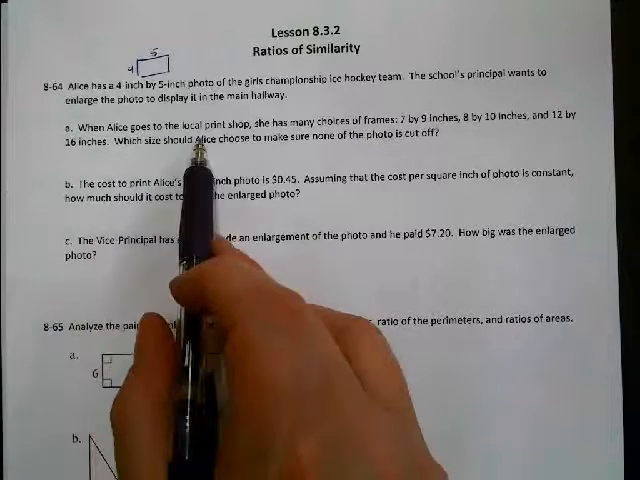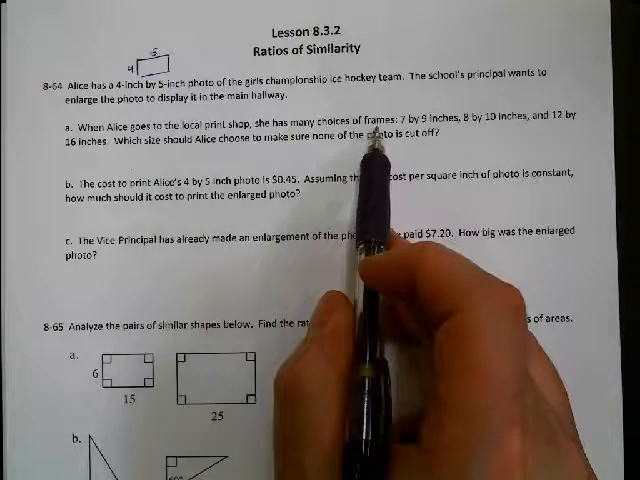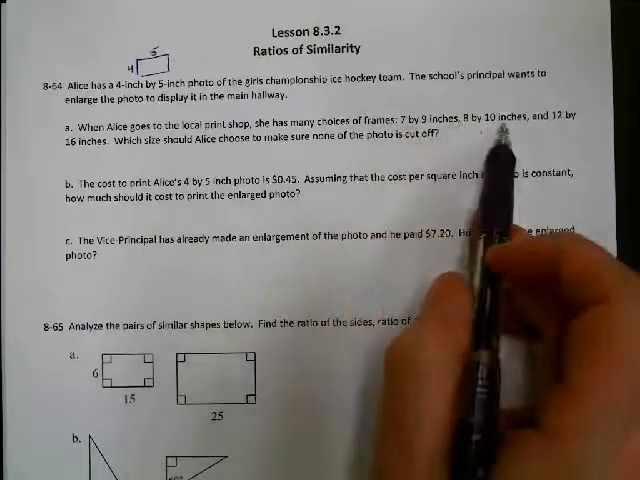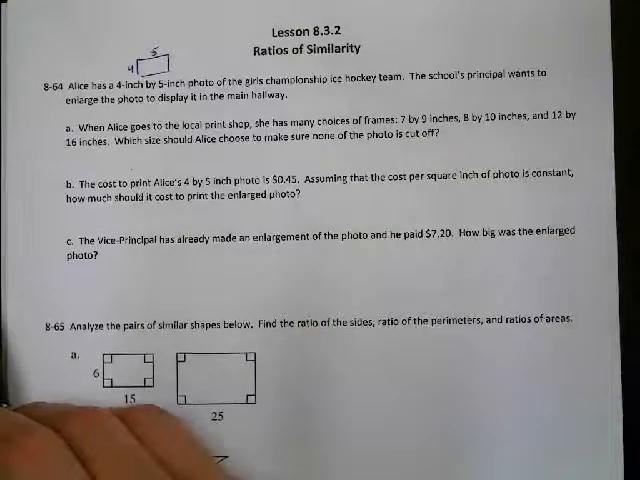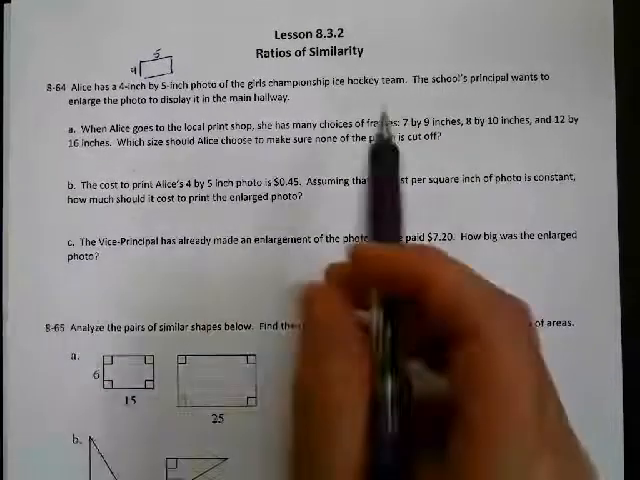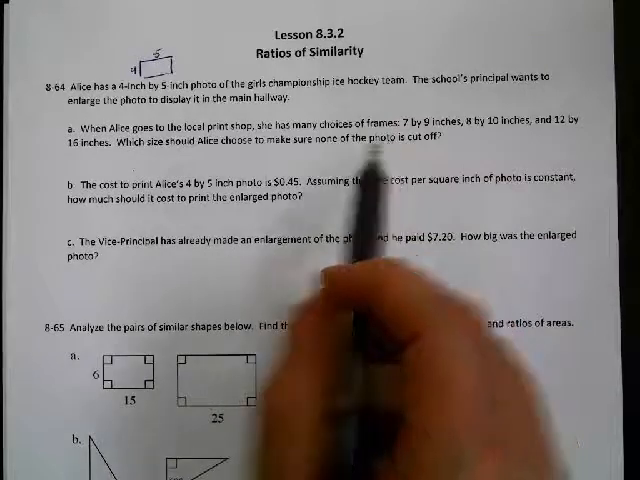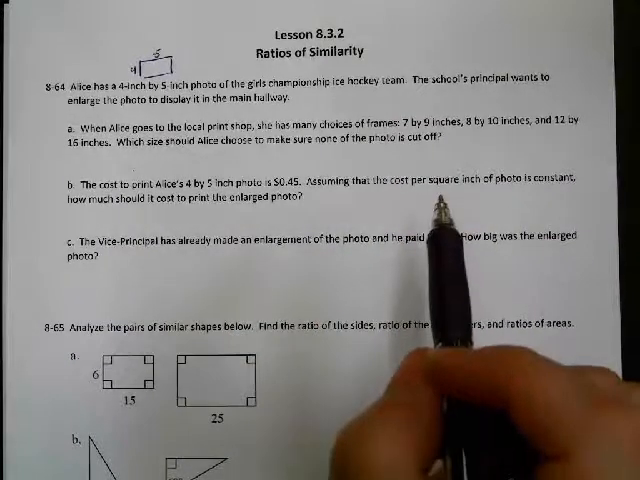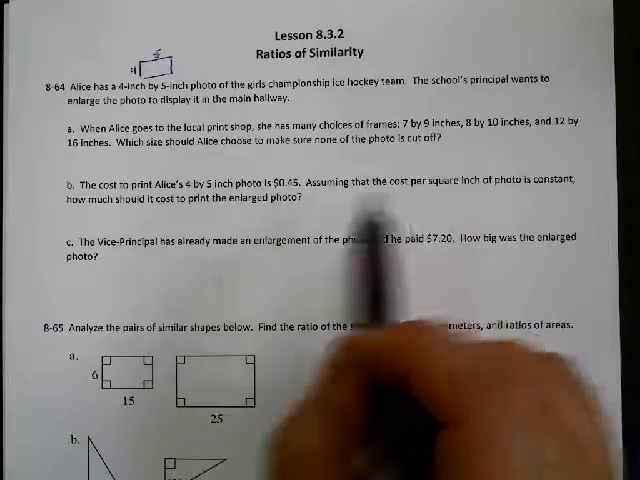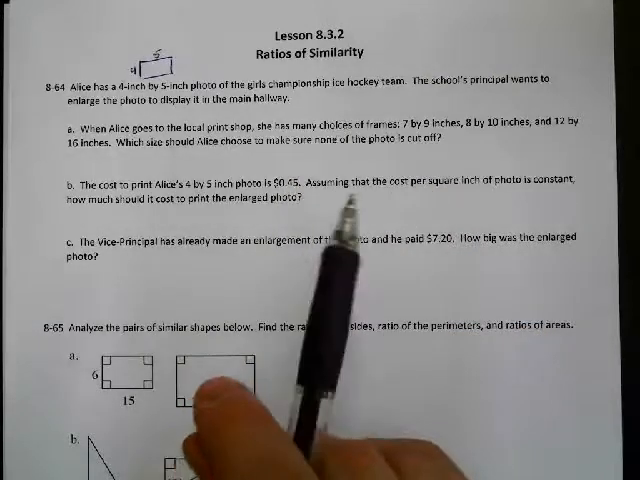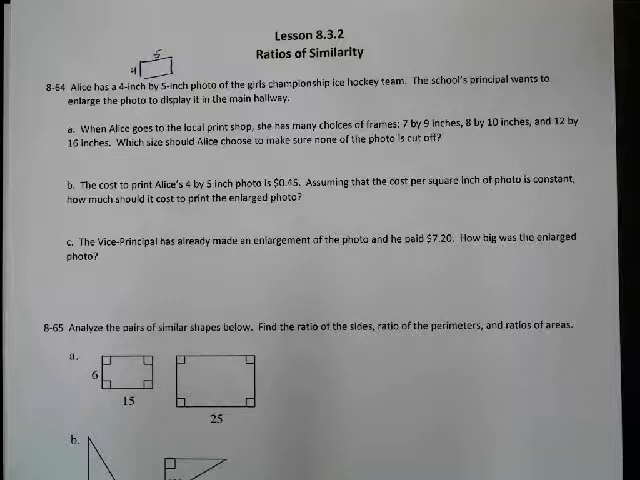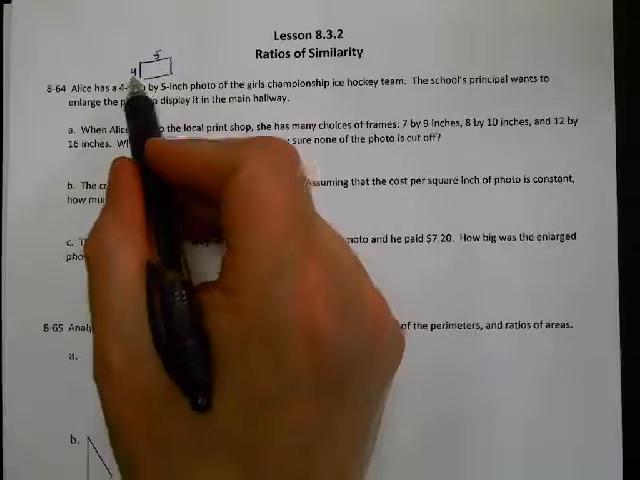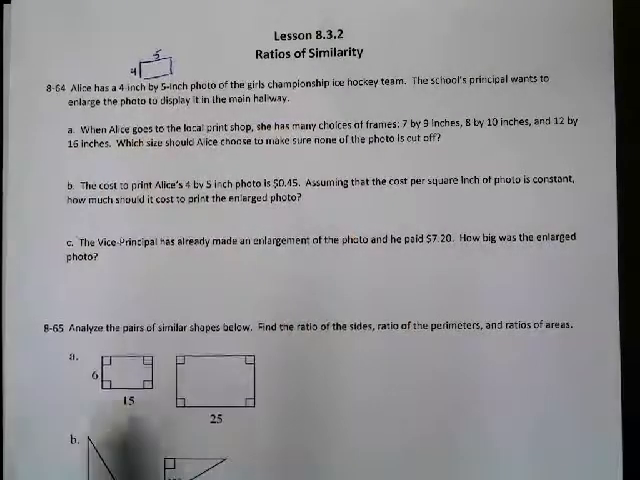All right. Alice goes to the local print shop, and she has many choices of frames: 7 by 9, 8 by 10, and 12 by 16. But she wants to choose a frame or a size that's not going to cut off part of the picture. Because when you blow up a picture, you don't want to blow it up so that it's not proportional, because then all the people's faces will look weird. So you want to blow it up proportionally. If you double the size of this side, you want to double the size of that side.